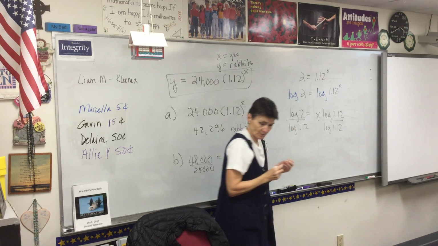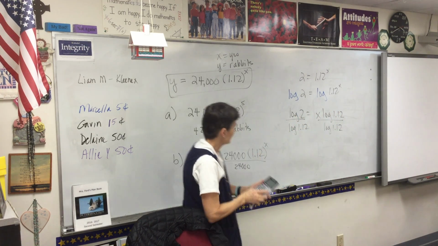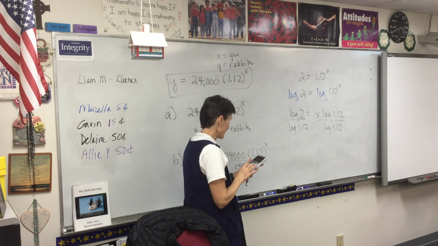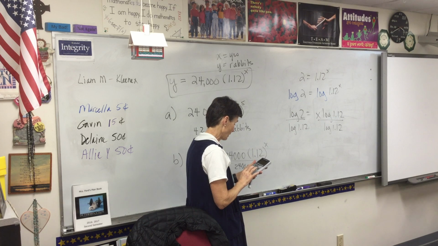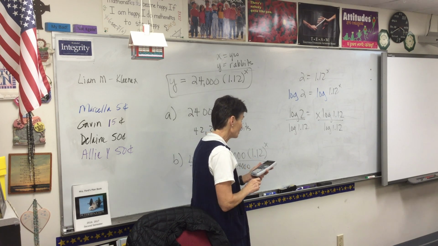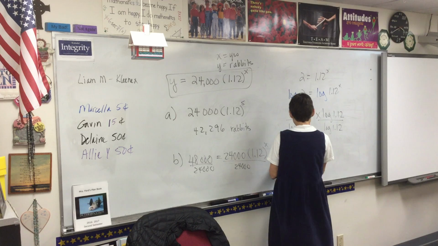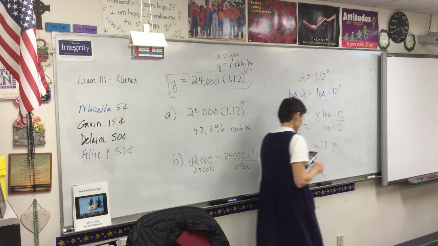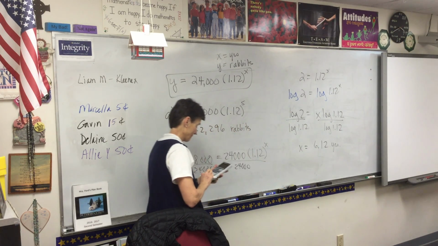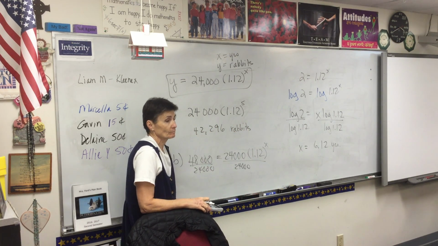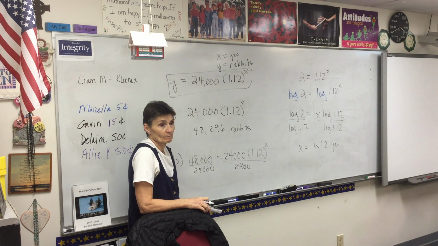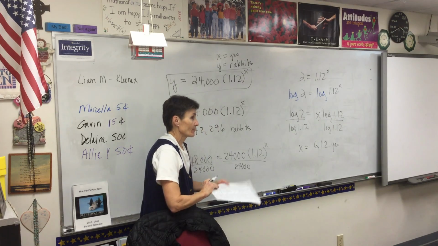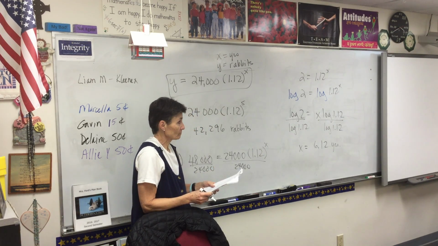Now, this is years, so we can go ahead and have a decimal on our answer. These are the ones, I know you're sick of me saying it, but I'm gonna keep saying it. What do I have to remember to do? Those parentheses. So x will be 6.12 years. Everybody okay with that? Right?